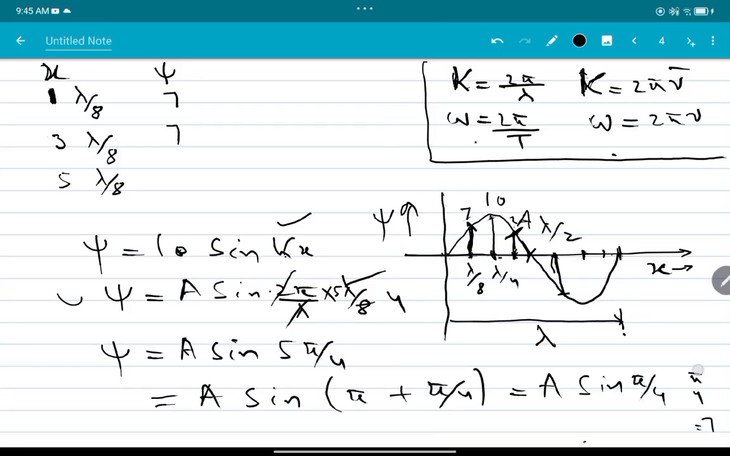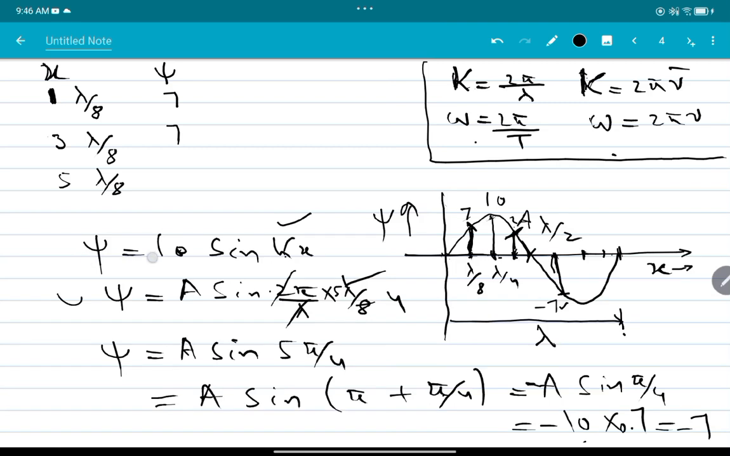But sine will now change. That is because it's the third quadrant, and in the third quadrant sine is not positive, sine is negative, so it will be minus here. So it will be minus A sine pi by 4, that is 0.7, minus 0.7, you can see minus 0.7.